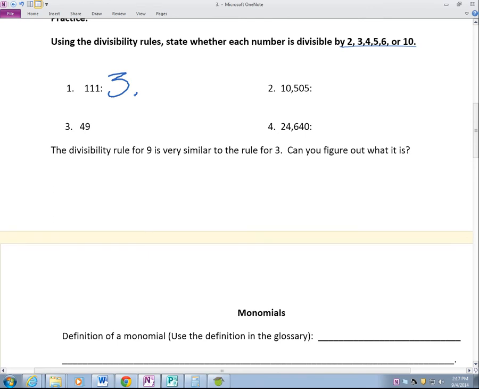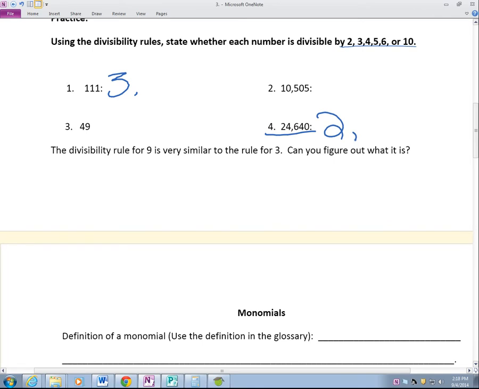Okay? So that's it. Just 3. That's the only one it's divisible by. Okay? Number 4, we're going to jump over here. Things we have to consider. Is it divisible by 2? Yes, because it is an even number. So I'm going to write down 2.